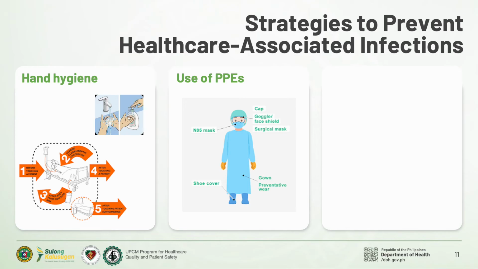Now, the use of personal protective equipment, or PPE, includes your gowns, gloves, aprons, eye protection, shoe covers, and face masks. The use of PPE is usually based on the assessment of the risk of the transmission of the specific microorganism from a patient to a caregiver and vice versa. Our uniform should be clean with attention to personal hygiene.